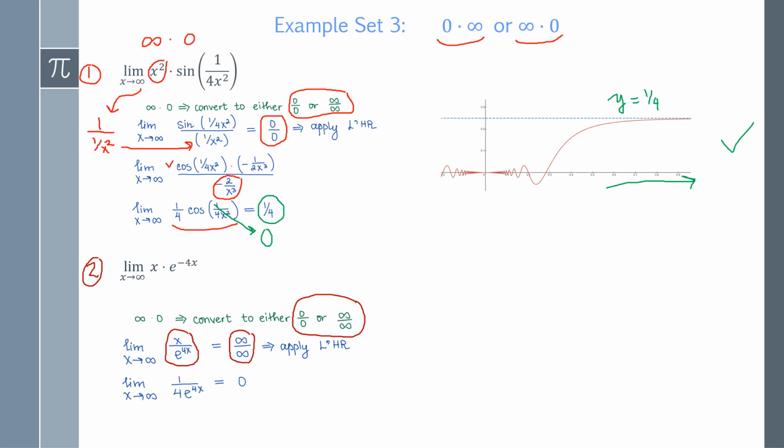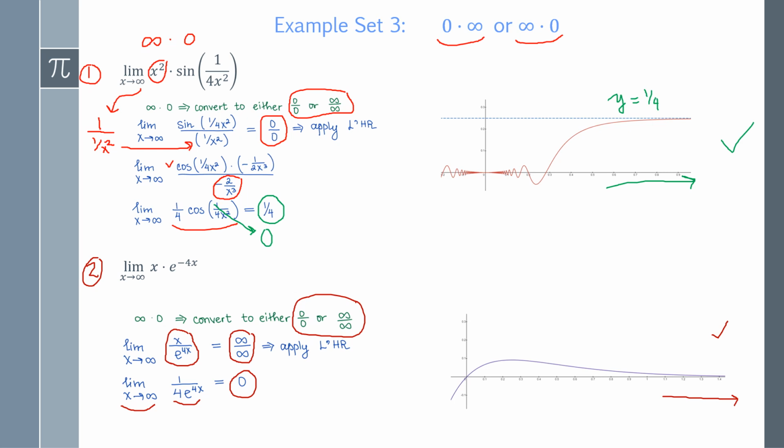So what do we get? We get 1 over 4e to the power of 4x. And as x goes to infinity, this expression grows exponentially, so we get 1 over a really large number. The limit is 0. Let's check this with the graph. Sure enough, as x goes to infinity, our graph is approaching the x-axis. So once again, we can check with the graph.